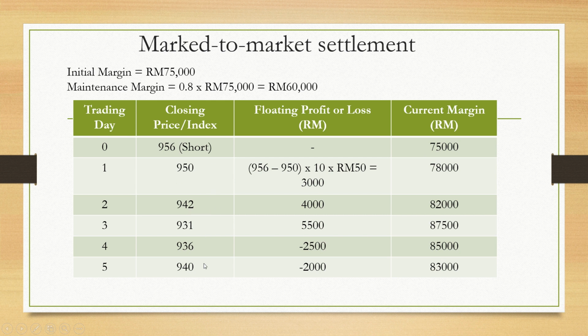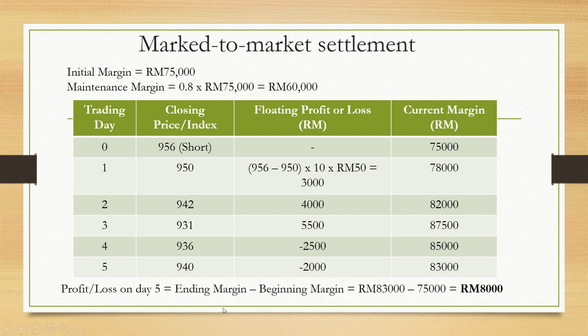So atas tolak bawah to calculate all the floating profit or loss for every day, for every day's transaction or trading. So as we can see, for day 4 and day 5, you will gain negative 2,500 for day 4 and negative 2,000 ringgit in day 5. Okay, so your margin has declined. However, at the end of day 5, the amount of ending margin is still higher than the amount of initial margin. So your profit or loss on day 5, how to calculate? You take the ending margin minus the beginning margin, you will get 8,000 ringgit.